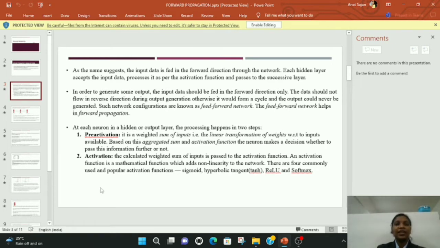At each neuron in a hidden or output layer, the processing happens in two steps: pre-activation and activation. Pre-activation is a weighted sum of inputs, that is, the linear transformation of weights with respect to the inputs available. Based on the aggregated sum and activation function, the neuron makes a decision whether to pass this information further or not. Activation: the calculated weighted sum of inputs is passed to the activation function. An activation function is a mathematical function which adds nonlinearity to the network. There are four commonly used and popular activation functions: sigmoid, hyperbolic tangent, ReLU, and softmax.